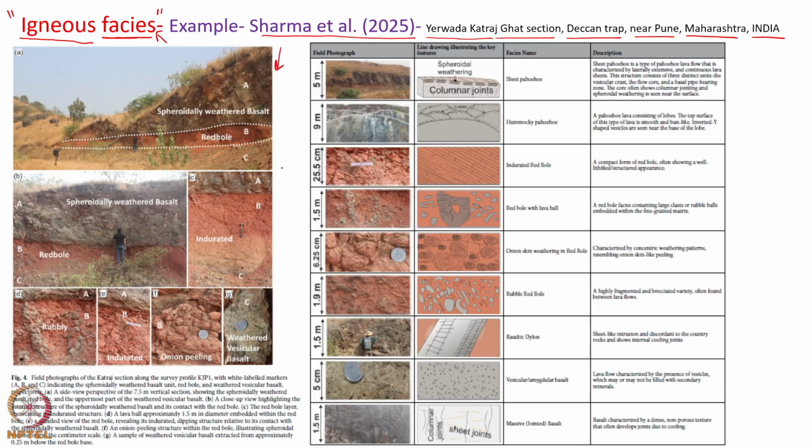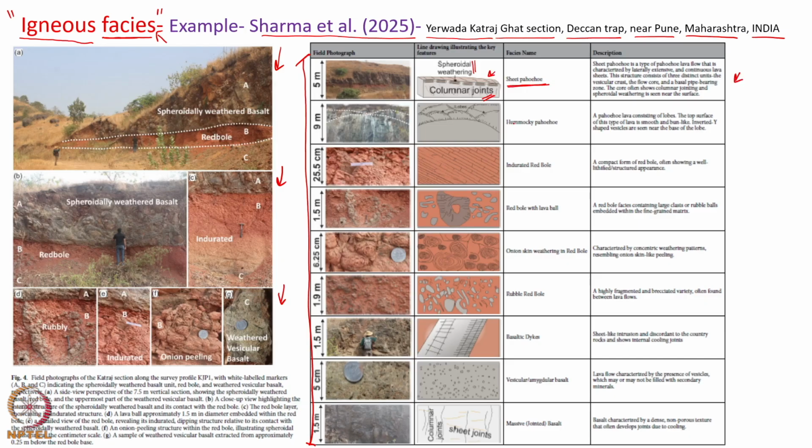These are the field photographs of the different appearances of the igneous rocks, here mostly basalts. Total 9 facies have been defined here. When we have an association of spheroidal weathering and columnar joints, the facies name has been given sheet pahoe. Here on the surface ropey appearance of the basalt has been seen.